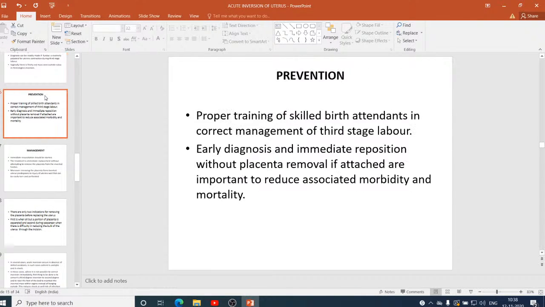Coming to prevention, it can be prevented when the delivery is conducted by skilled birth attendants, and the correct management of the third stage of labor is done. Early diagnosis of the uterine inversion and immediate repositioning without placenta removal, if attached, are important to reduce the morbidity and mortality associated with uterine inversion.